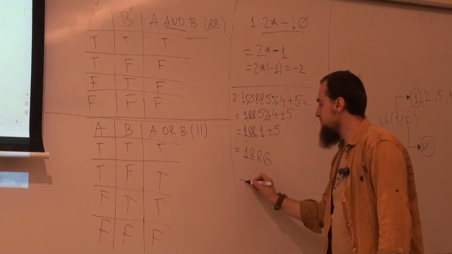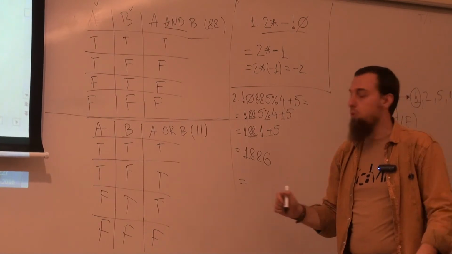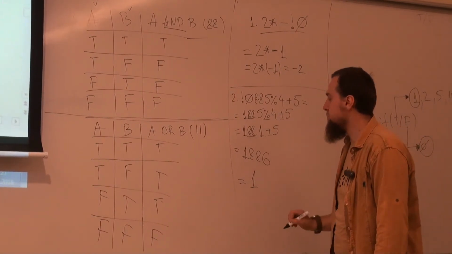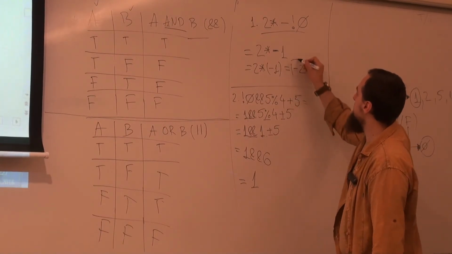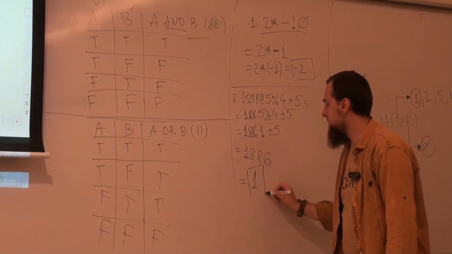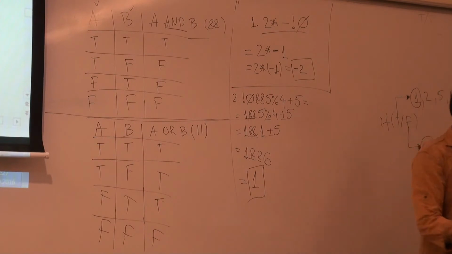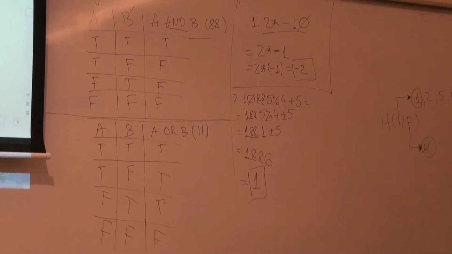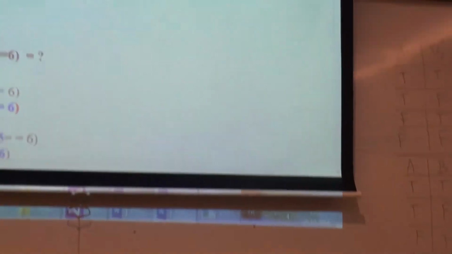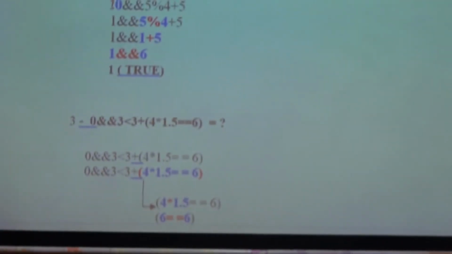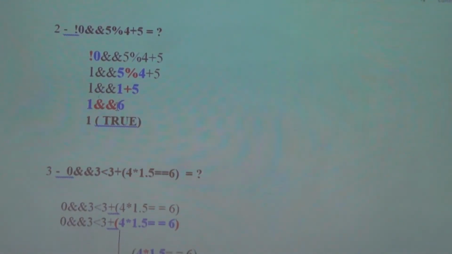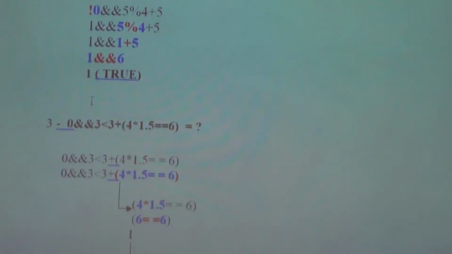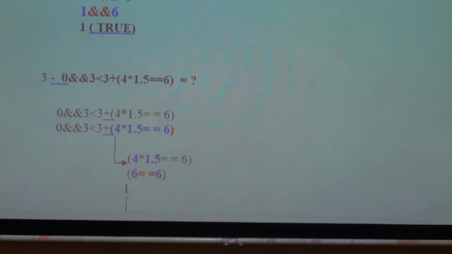And how does the computer write true? 1. It writes it as 1, okay? So true and true is true. The final result here is 1. You can see the solution here. So we started with the exclamation mark, then modulo, then addition, then logical AND, and finally we got true.